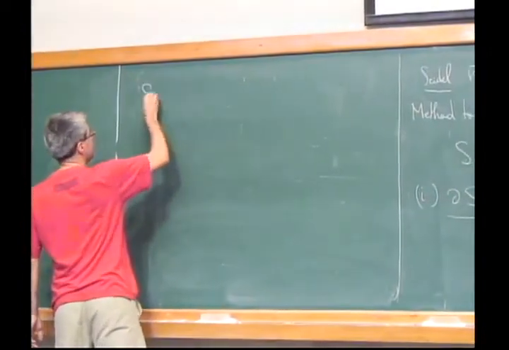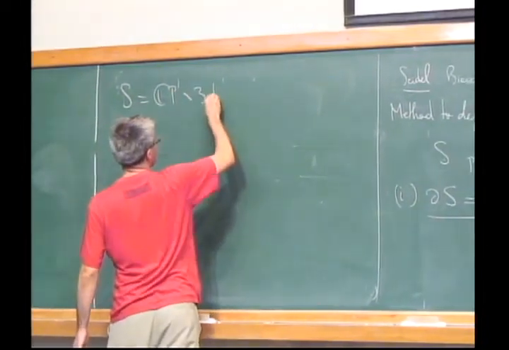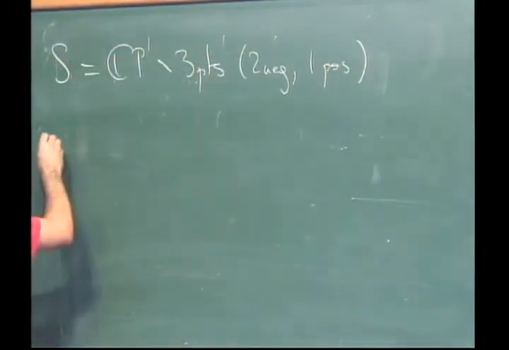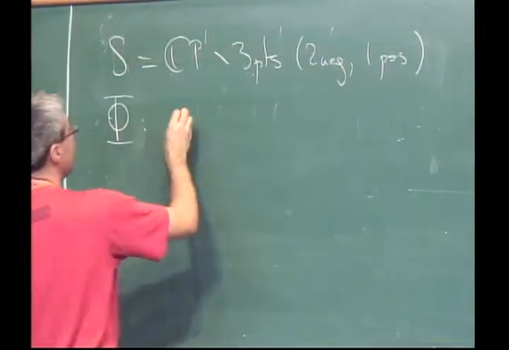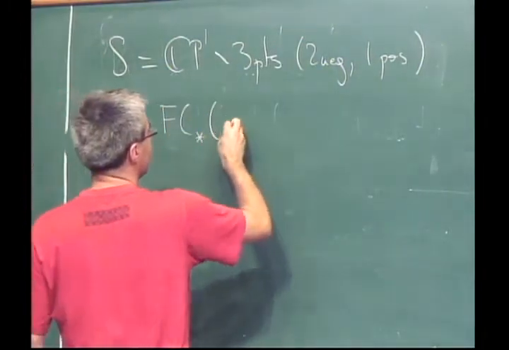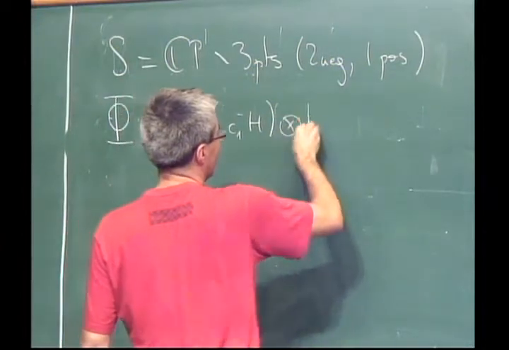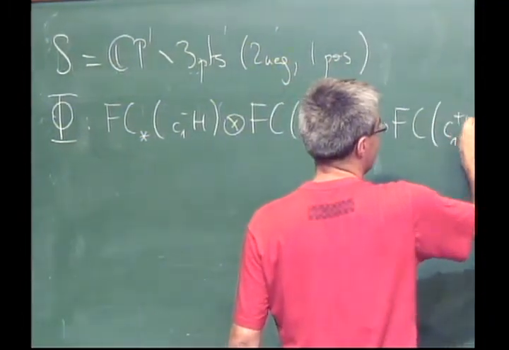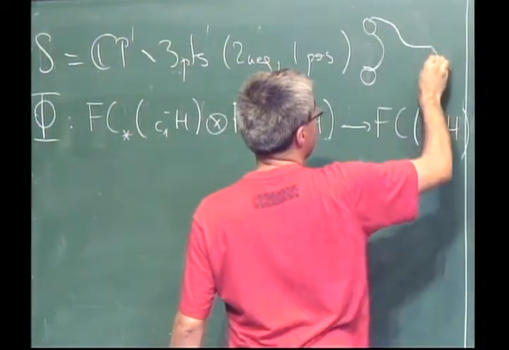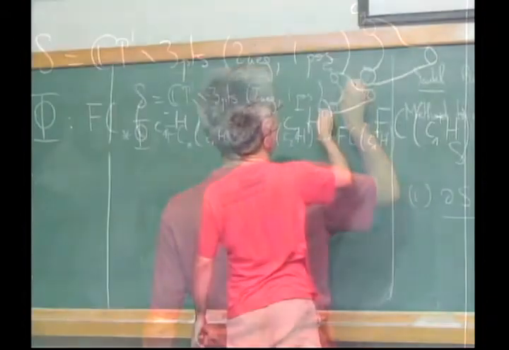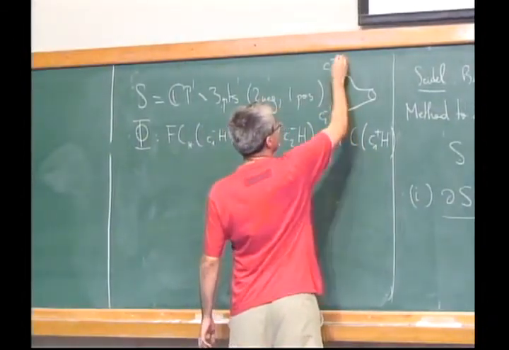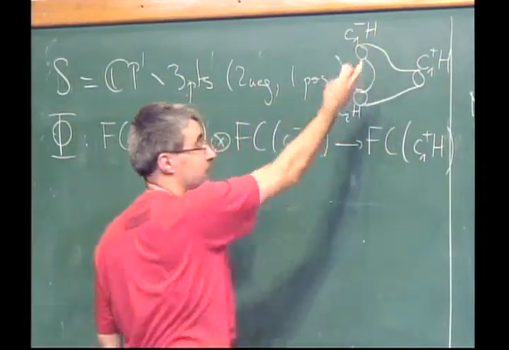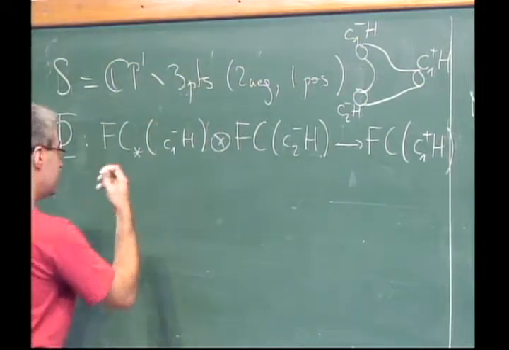Now, in the particular case where S is CP1 minus 3 points, 2 negative, 1 positive, you can define a map, let me call it phi, from the Floer complex of C1 minus H tensor the Floer complex of C2 minus H to the Floer complex of C1 plus H. And that's encoded in the fact that beta is equal to constant dt and so on. And this is a chain map.